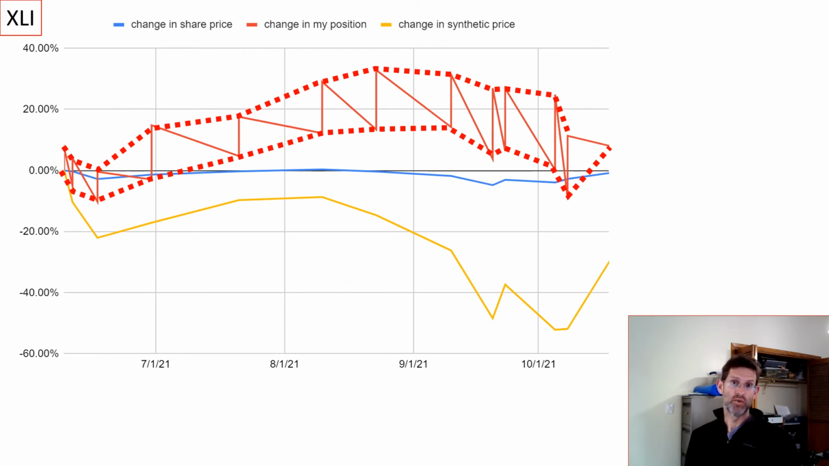XLI is a stock that's worked pretty well with the poor man's covered call. The leap price fell for the most part, but I was able to gain an edge by selling covered calls. The share price was mainly flat, so presumably the leap was losing value due to time decay or a drop in implied volatility. I'm up about 15% while the share price is even.